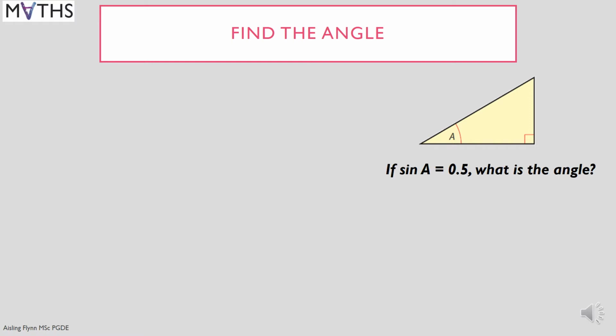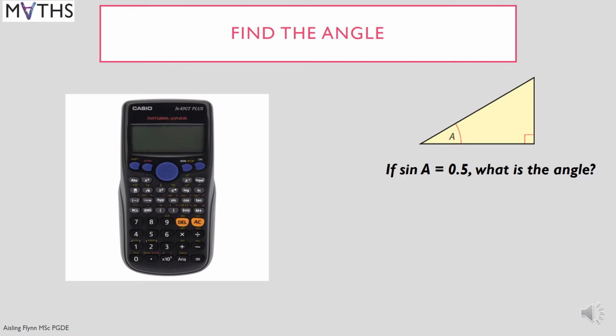If sine A equals 0.5, what is the angle? So we're given the answer for sine and we're asked to go backwards and find out how many degrees are in angle A. And this is how we do it. We can use our calculator.